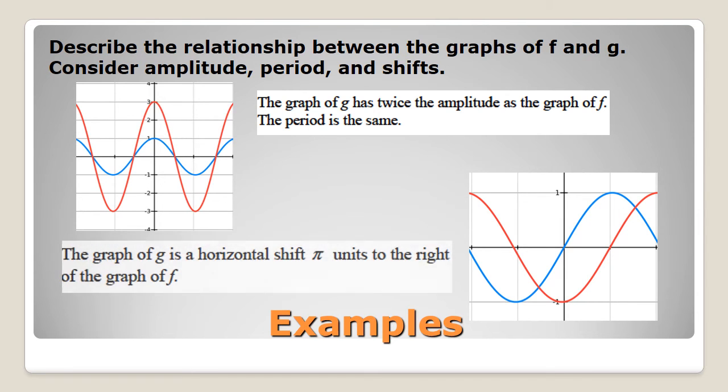Okay, the difference between the red and the blue here is that the red graph is a shift to the right of the blue graph. So it's a horizontal shift, or a phase shift. In this case it's not marked, so you may not have known the exact amount, but it's supposed to be a phase shift of pi units to the right.